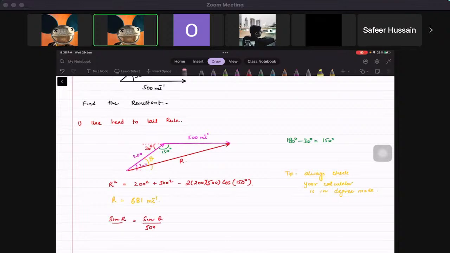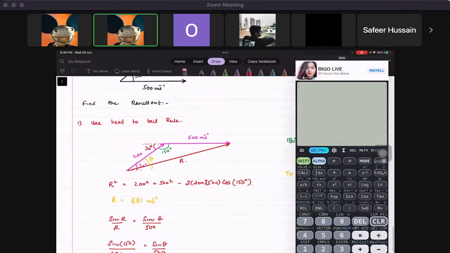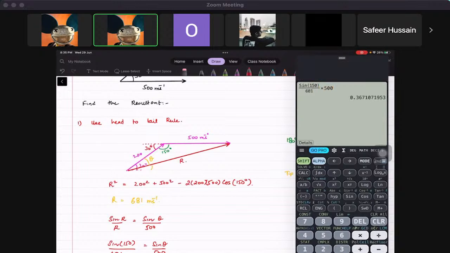So sine of r is 150, and r we just found out to be 681. This is sine theta, this is 500. So now let's figure this out. Sine of 150 divided by 681, and then we multiply 500 with this. So we got this, and we take the inverse of sine, so we're going to get 21. So theta comes out to be 21.5 degrees.